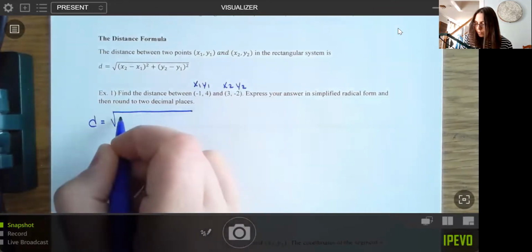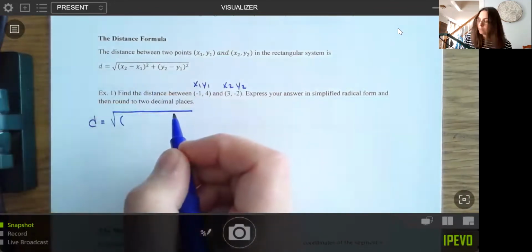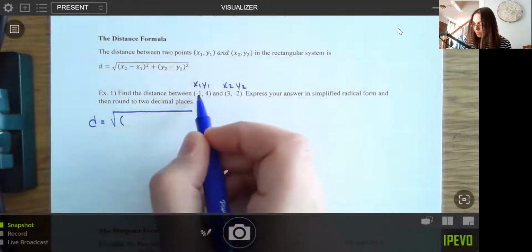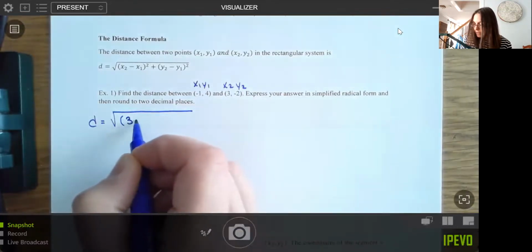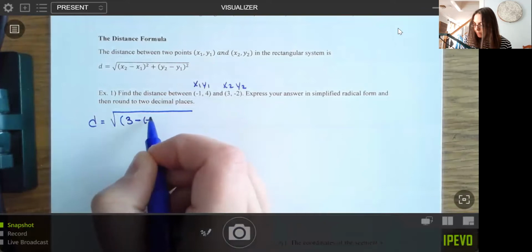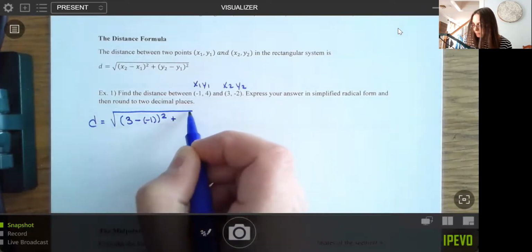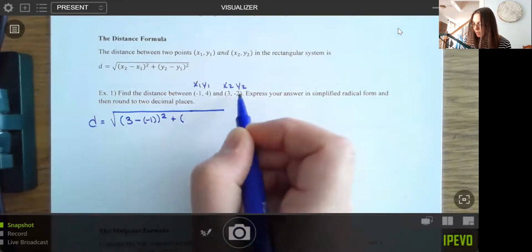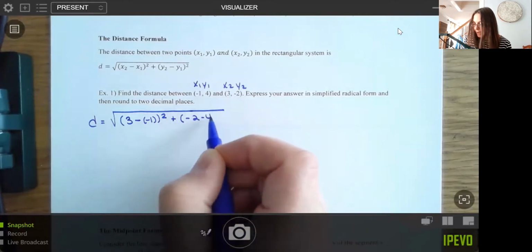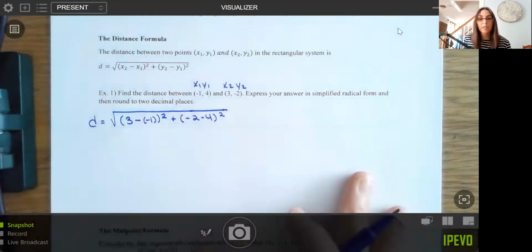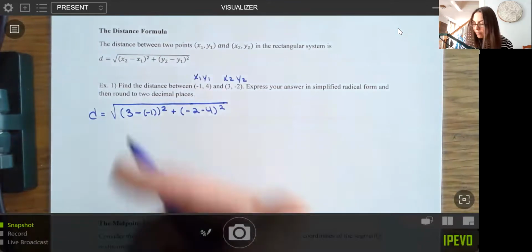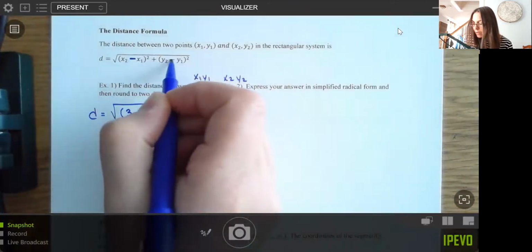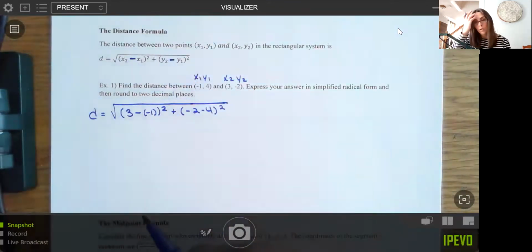So what you do is you subtract your X values. My X values are 3 minus -1. Then I subtract my Y values, so -2 minus 4, and then I square both of those subtractions. Be really careful here. You have minus signs in the formula, and then you also have a lot of negatives. So watch out there.